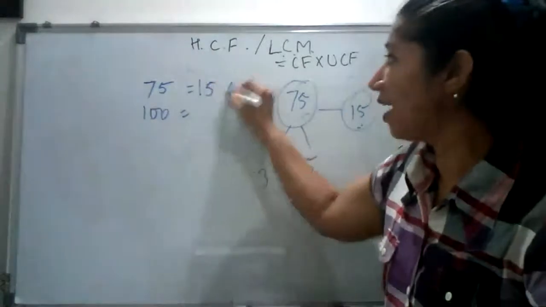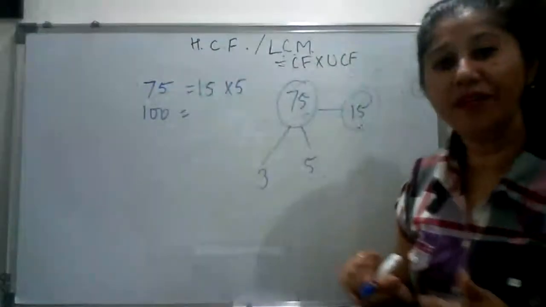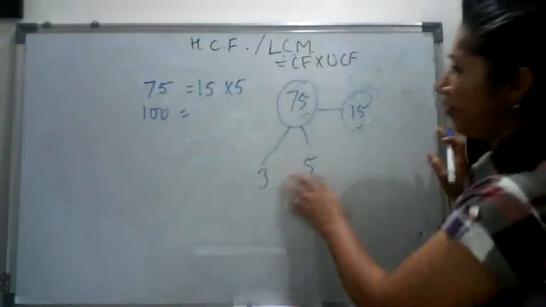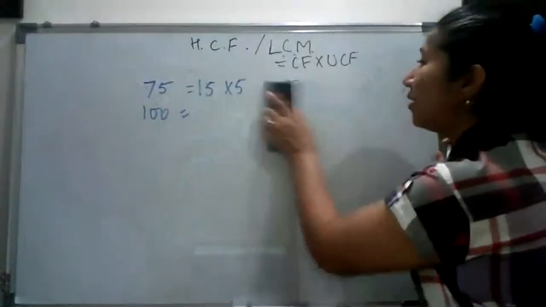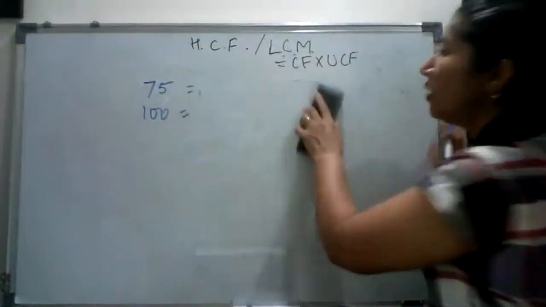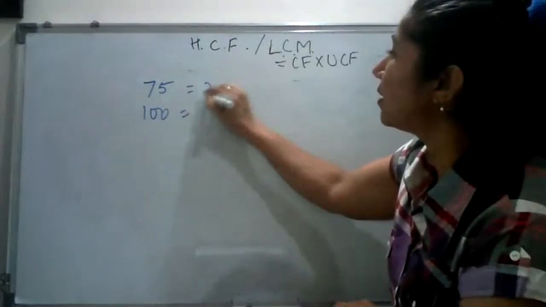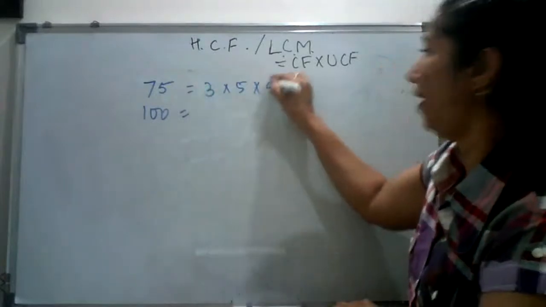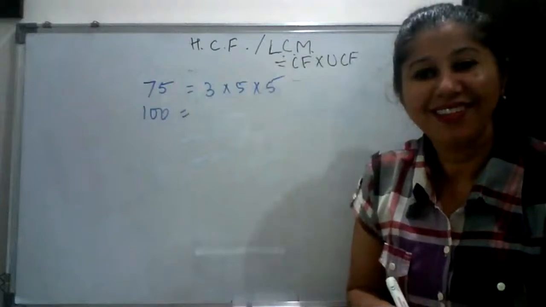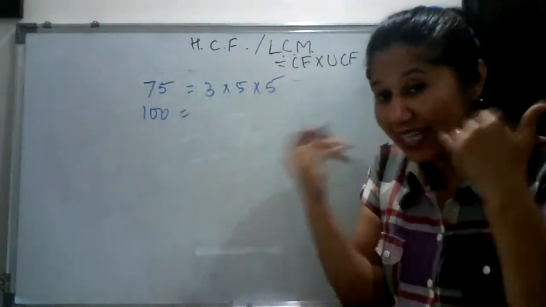15, 5s are 75. And I don't want 15 to be written. I want all prime factors. And hence, I remove this 15 and I write this as 3 into 5 into 5. Got it? Yes? Easy to think like this?